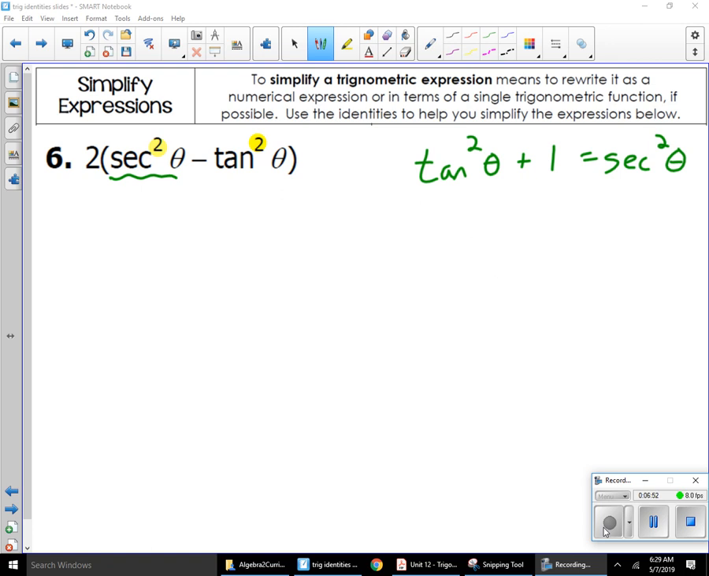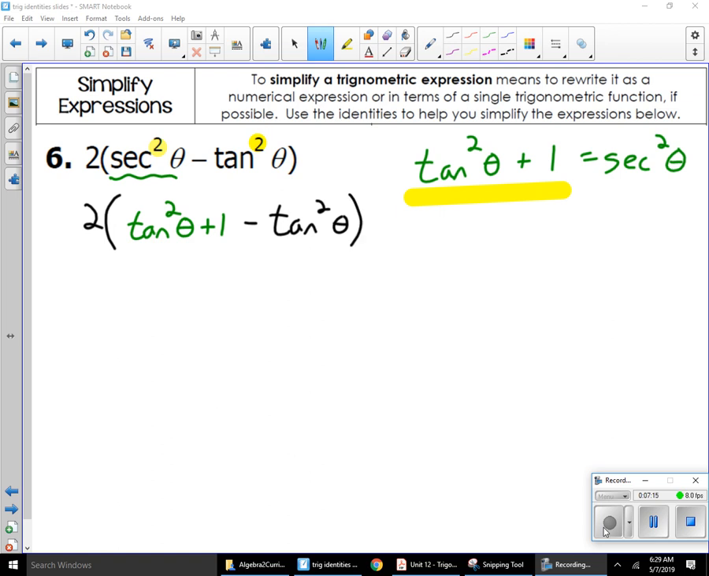But I'm going to go ahead and just recognize that I have a Pythagorean identity, and so I'm going to use that. So I know that secant squared is the same as tangent squared theta plus 1. And then I still have a minus tangent squared theta.